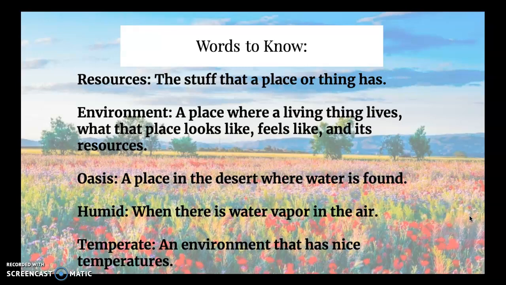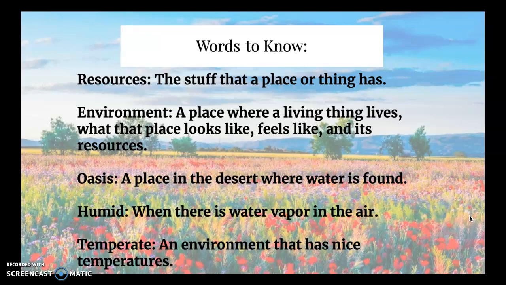So an oasis is a place in the desert where water is found. It usually is a pool, and it has trees growing around it because they're so close to the water that they can actually grow, and there's actually plants that grow there.